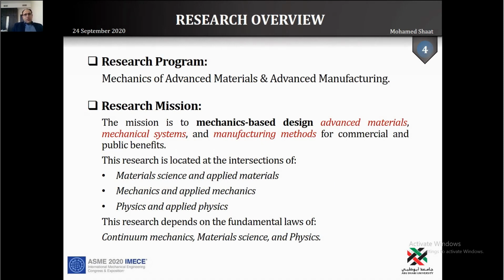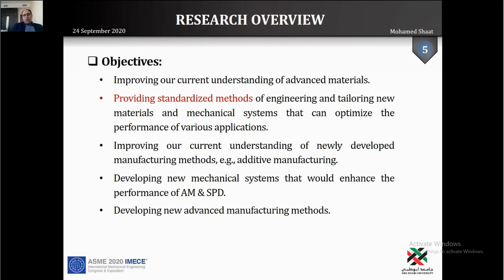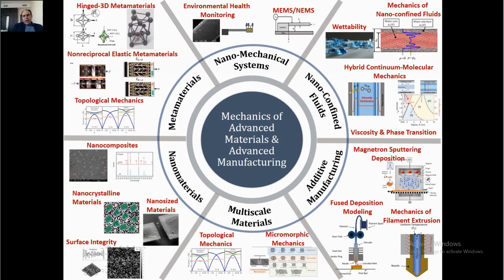This talk is part of my research on the mechanics of advanced materials and advanced manufacturing. The mission of this research is to mechanics-based design advanced materials, mechanical systems, and manufacturing methods for the commercial and public benefits. This research bridges the gap between the basic science and applied science, like material science and applied materials, mechanics and applied mechanics, physics and applied physics, with the objective of providing standardized methods of engineering and tailoring new materials, new mechanical systems, and their manufacturing methods that would be used for optimizing the performance of some of the existing engineering applications. This is an overview of my research.